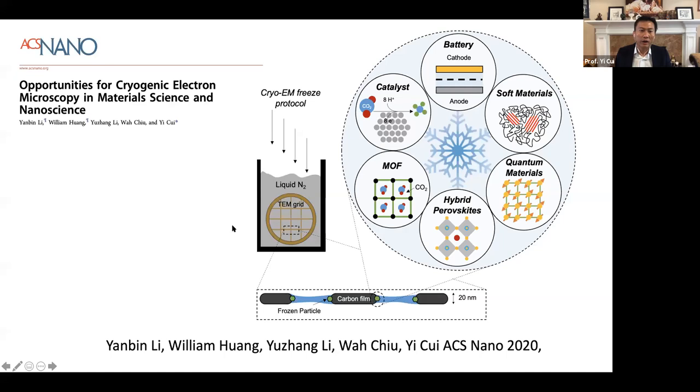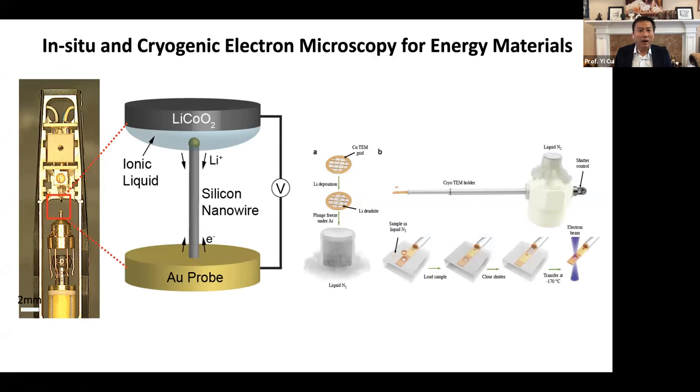Let me end my talk by saying that in situ and cryo are important. For cryo-EM down the road, sample preparation and advanced techniques are needed to really advance our understanding of clean energy materials.